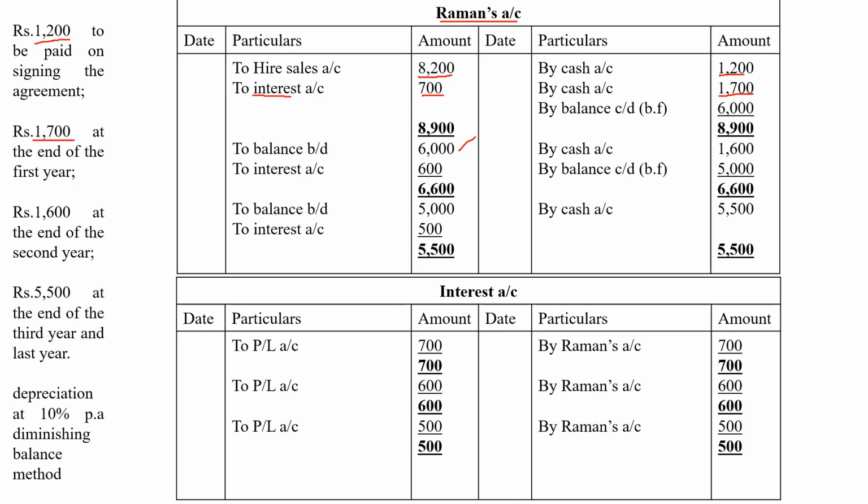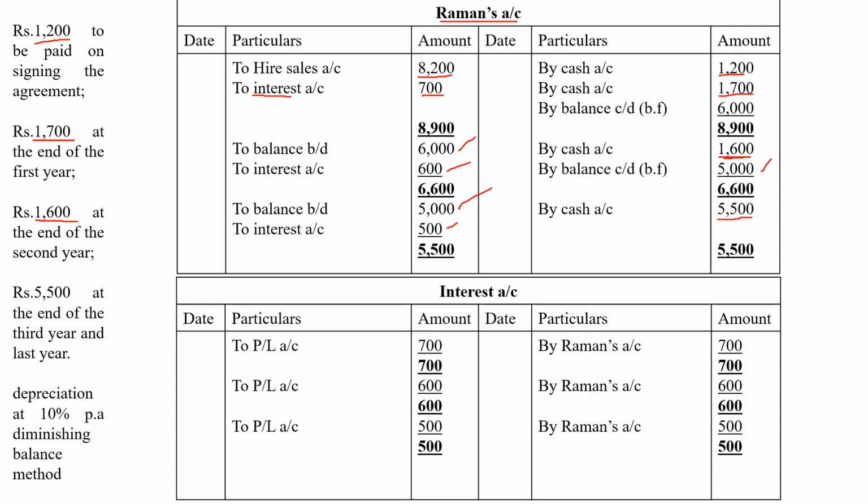From the second year onwards, only 2 entries: interest and installment. The interest for the second installment is 600, and we receive the second installment amount, that is 1,600. So by cash 1,600. Tally your account, find the balancing figure, bring down the balancing figure to the next year. Next year again 2 entries, interest entry and cash. So interest 500 is the interest for the third installment and 5,500 is the installment amount of the third installment.